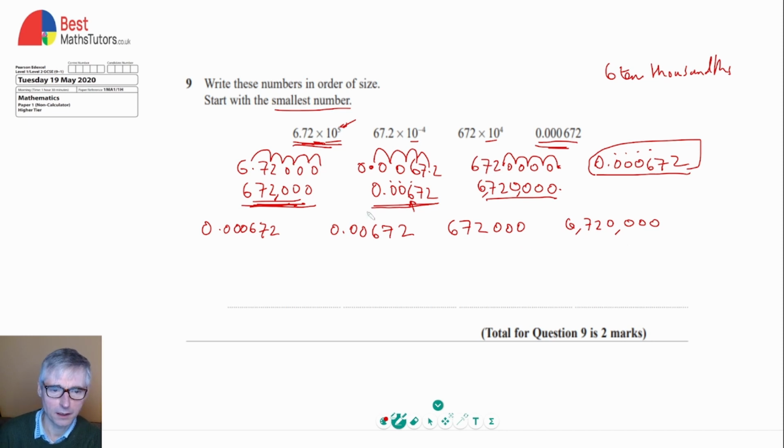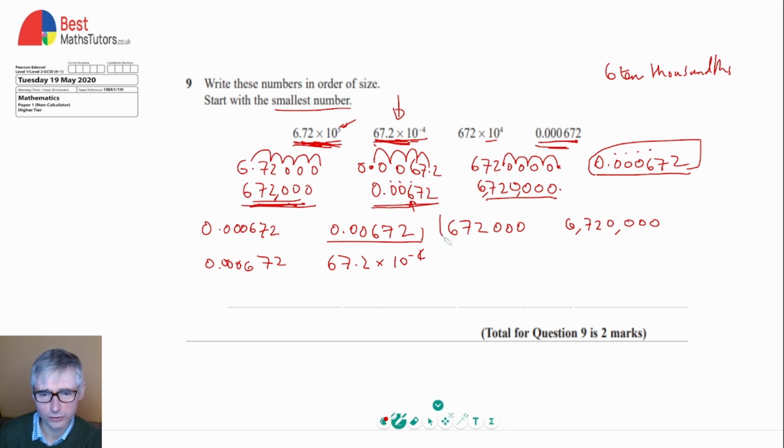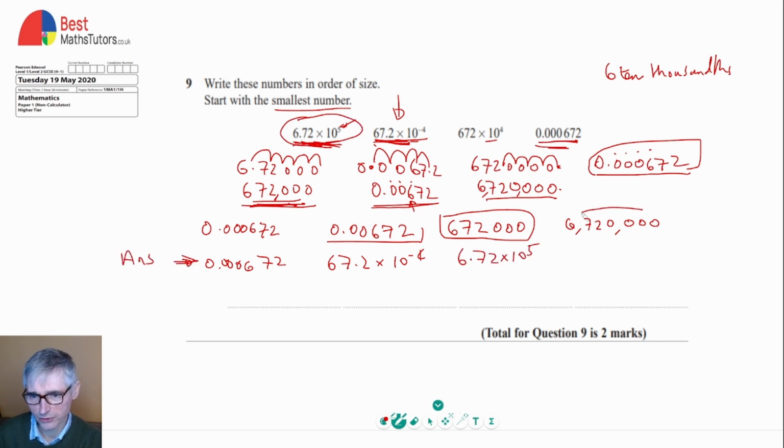And then finally, I want to just make sure I'm showing exactly which ones I think are in the correct order. So I'm going to write them in the format that was given originally. So we can see that the first one is still that, followed by this one, which was actually this one here. So the next one is the 672,000, and actually that was the first one. That was this one here. So we're going to write that. And then finally, this is the next one, the biggest one of all, and that is the 672 times 10 to the 4. And that's it.